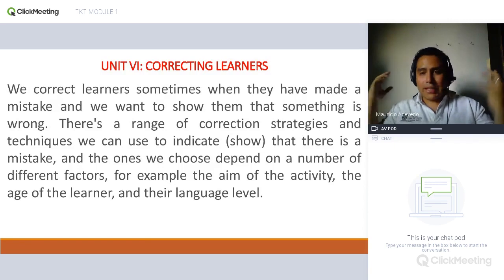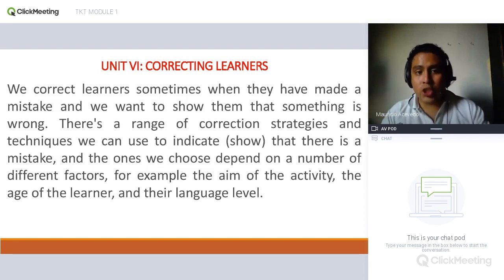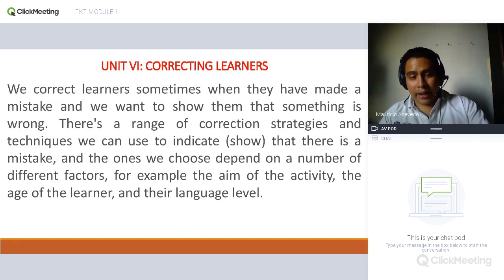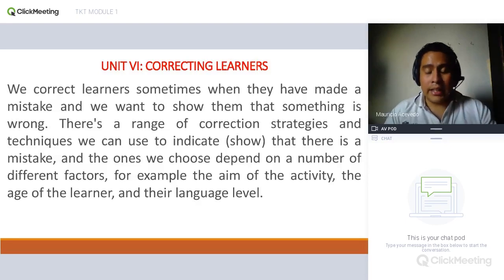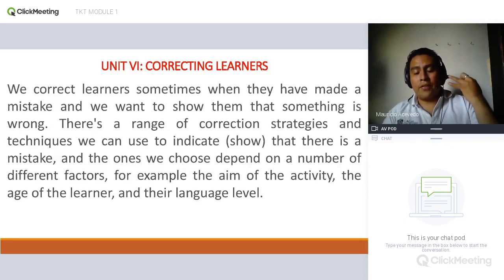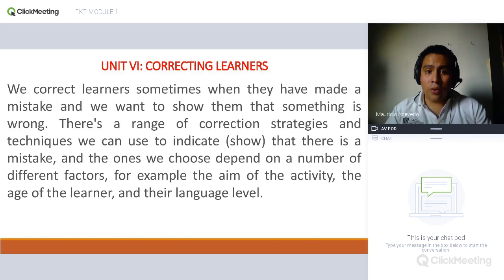Basically what it says here is that it's compulsory for us as teachers to correct the students. We have already checked making mistakes. We know now the difference between errors, the difference between slips, the difference between fossilization, and so on. So our job is to correct the students, but we need to know how to correct them, right?